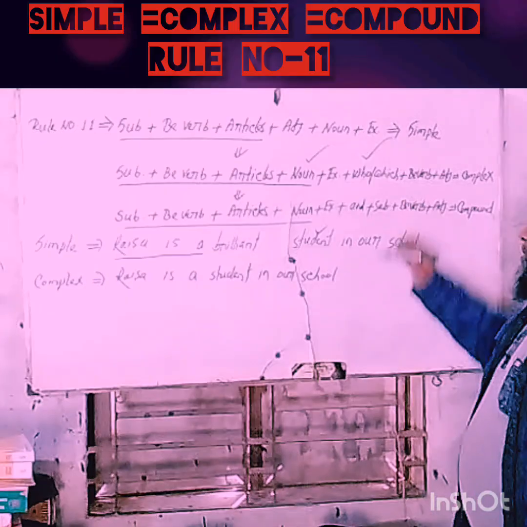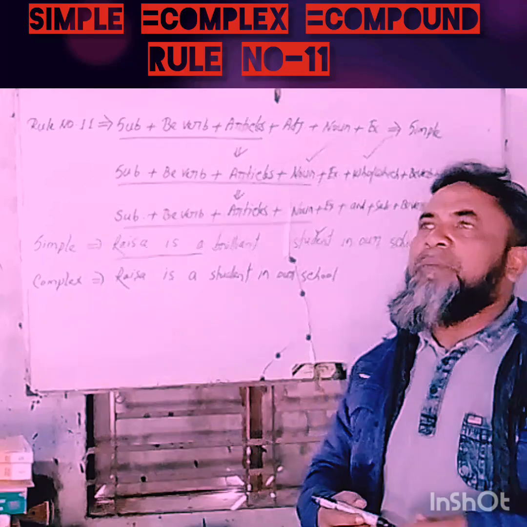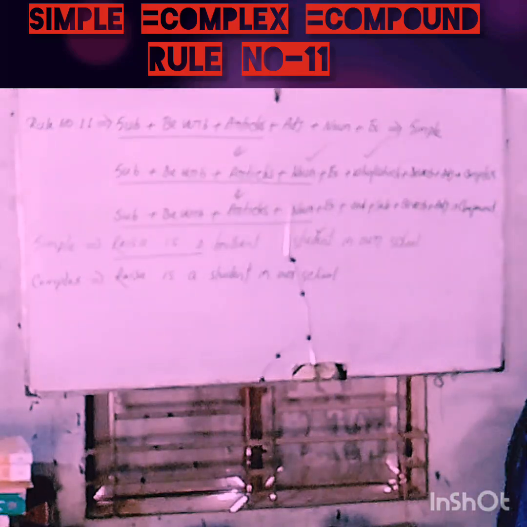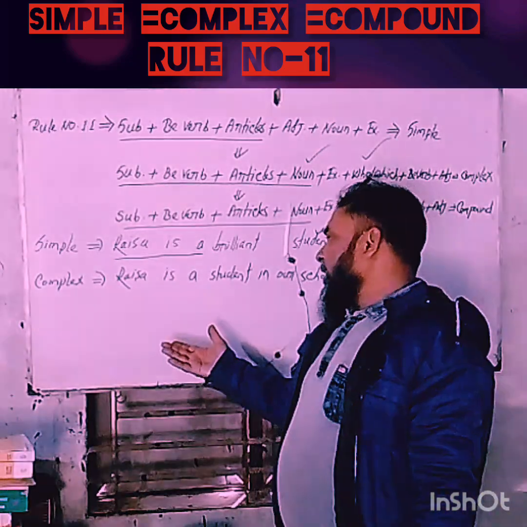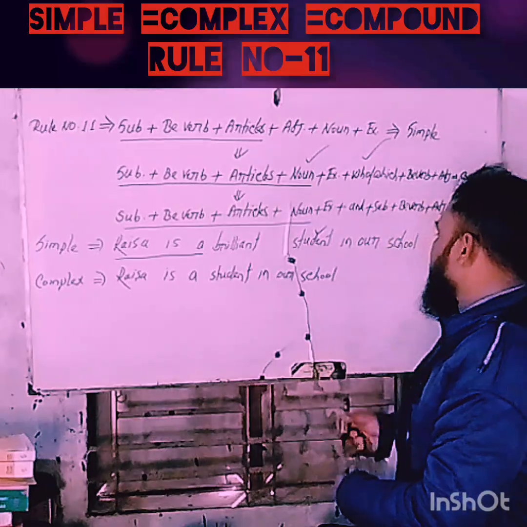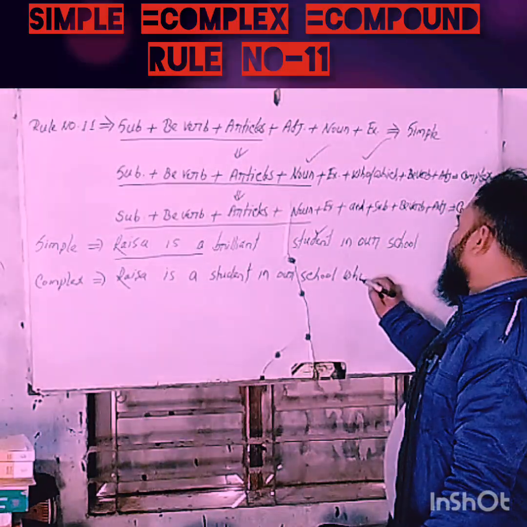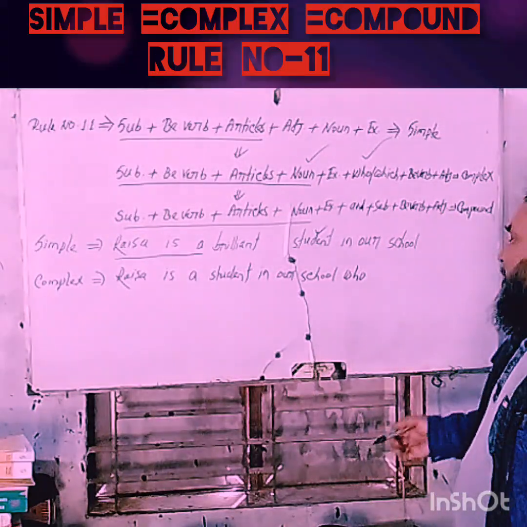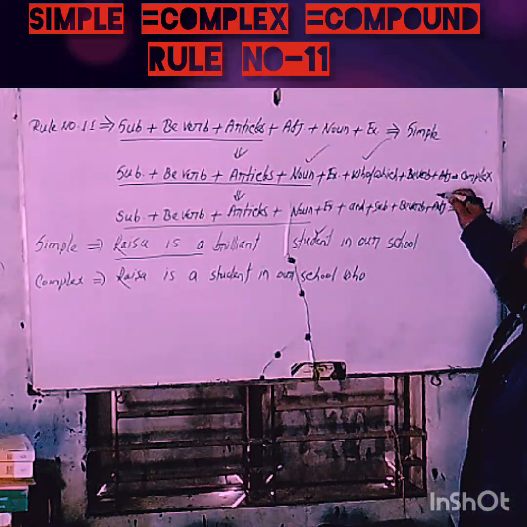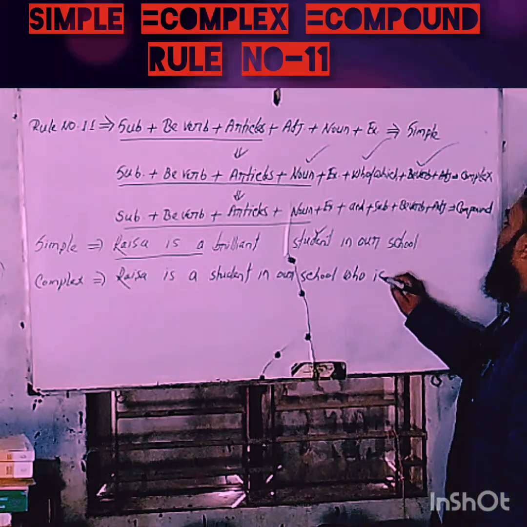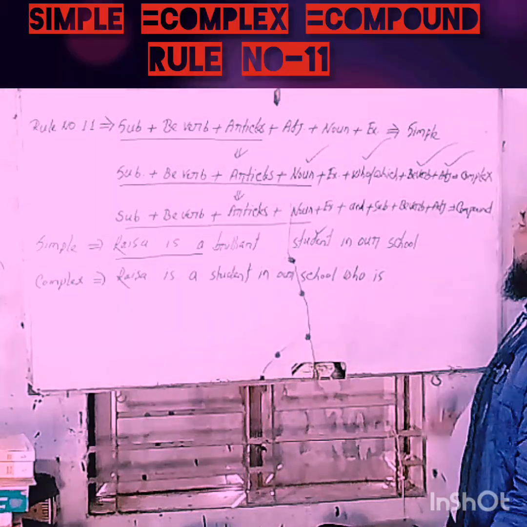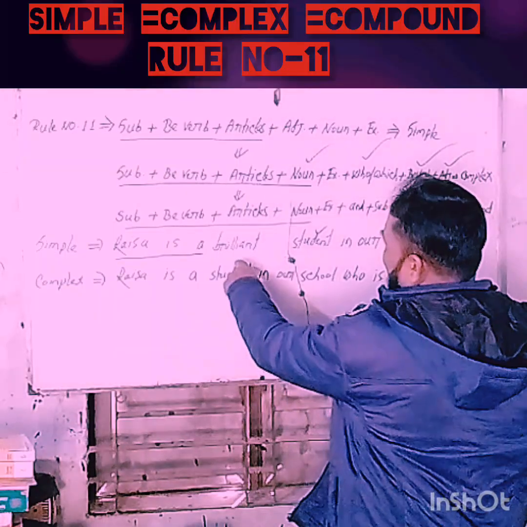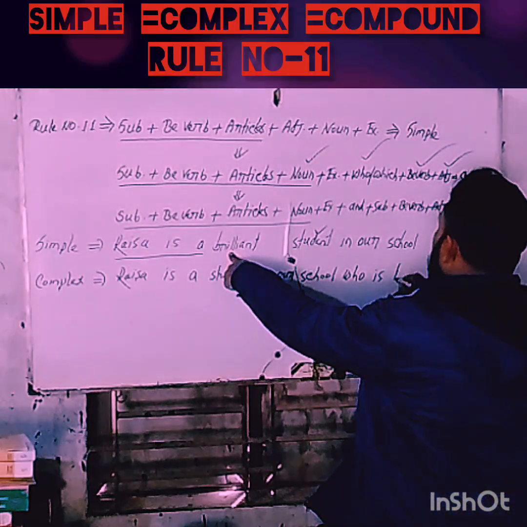Then write the relative pronoun, either who or which. You have to keep in mind, my dear learners, that if the subject is personal, you have to use who. If the subject is non-personal, you have to use which. Hope you have understood clearly. Then write the be verb. Then write the adjective. The adjective of the statement is, my dear learners, brilliant.